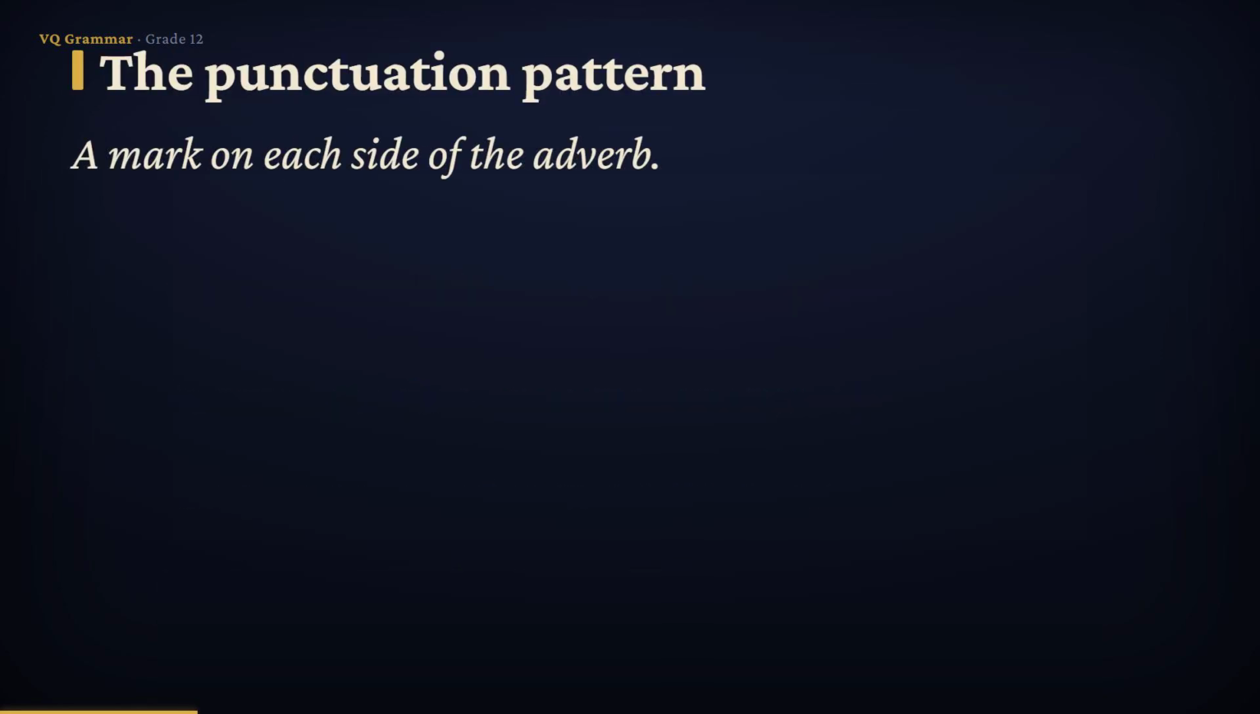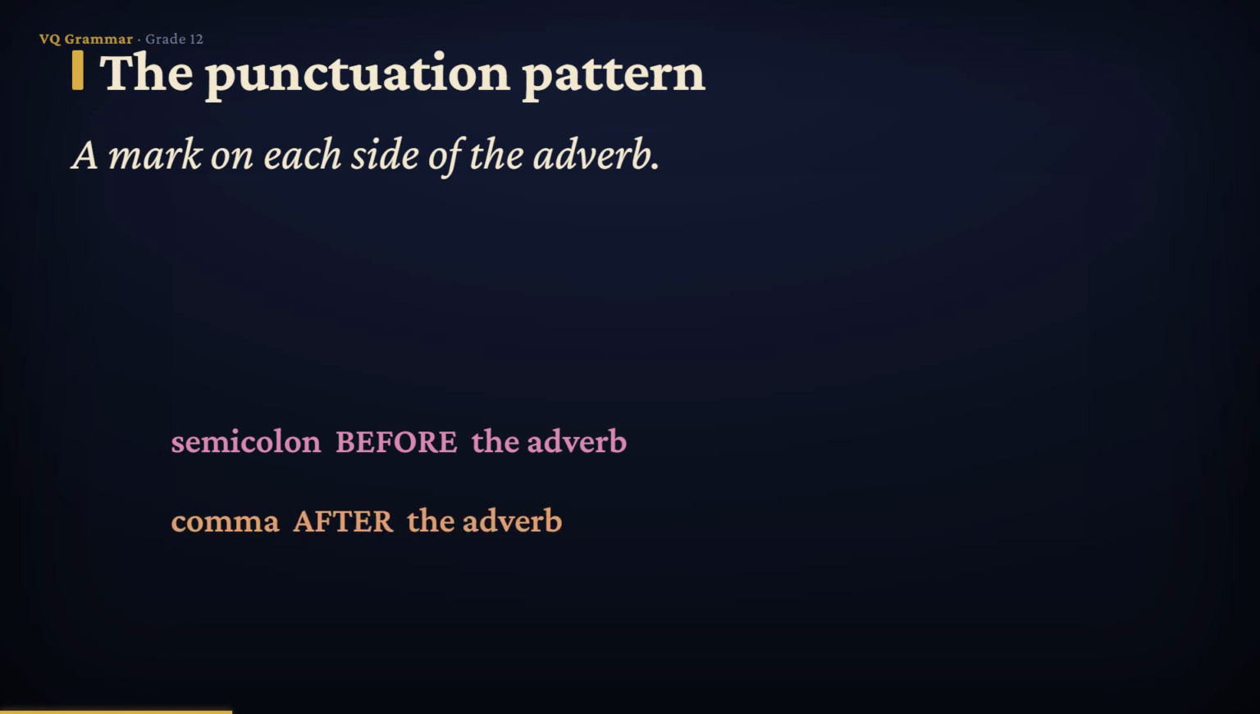Now the punctuation. And this is exactly where students slip. When a conjunctive adverb joins two main clauses, you need 2 marks, one on each side. A semicolon comes before the adverb, and a comma comes after it. Watch. Snow fell all night; therefore, school was closed. See the semicolon before therefore, and the comma after it, giving you a small breath.